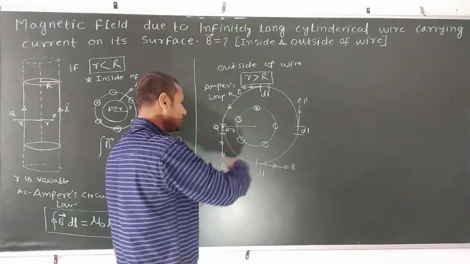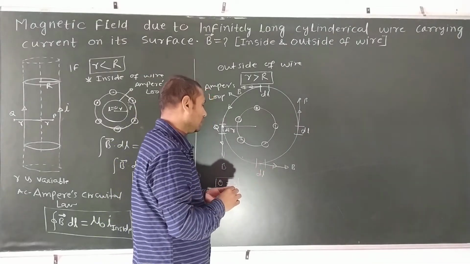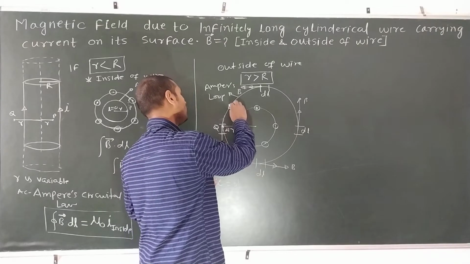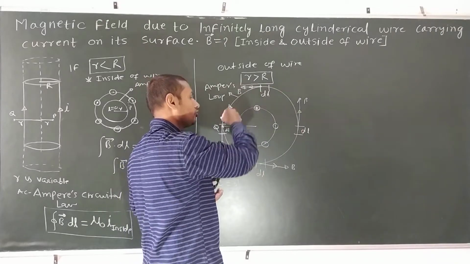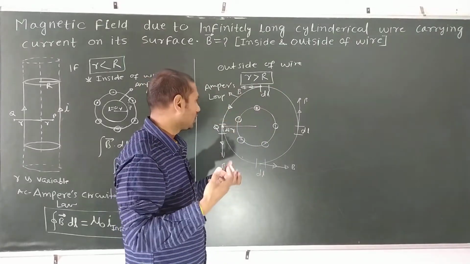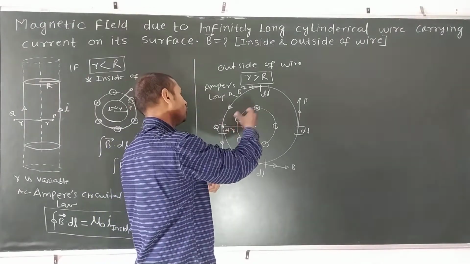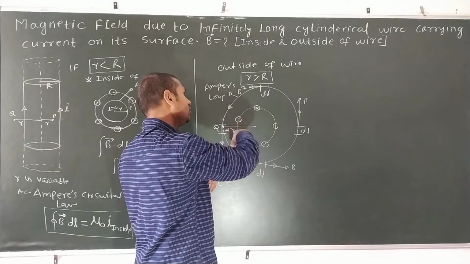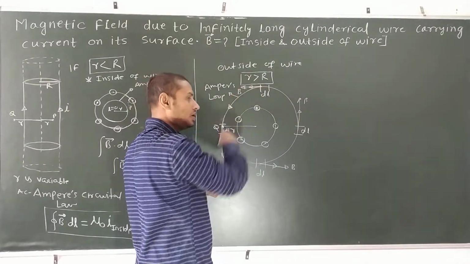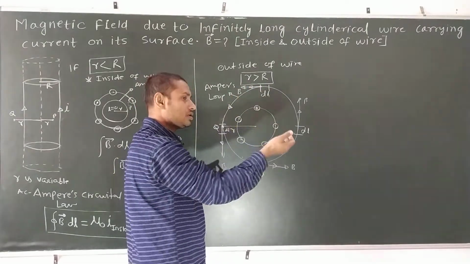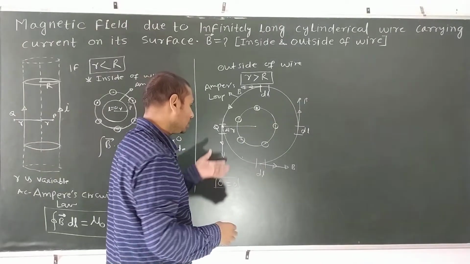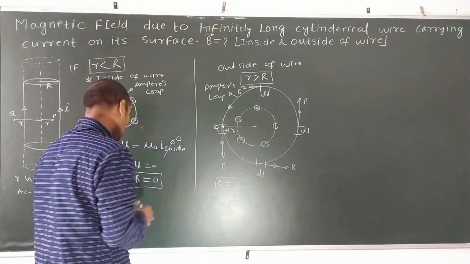Why do we consider dl in the direction of B? Because we consider the direction of the loop to be in the direction of B. It is our choice, we can consider any direction for the loop. So we consider the direction of the loop to be anti-clockwise, and we see that B is also anti-clockwise. So the direction of dl is in the direction of the loop, and theta becomes 0.